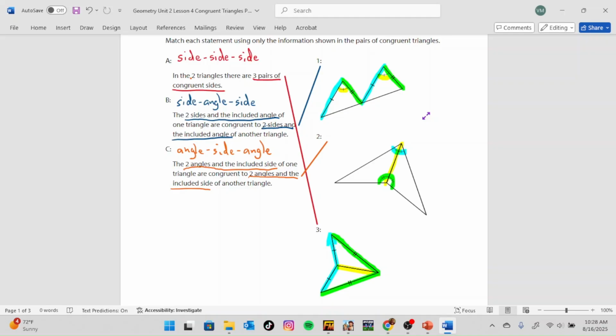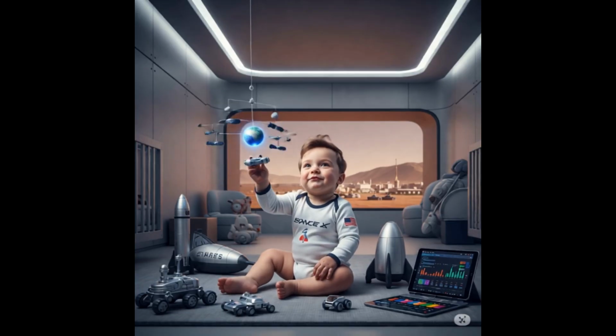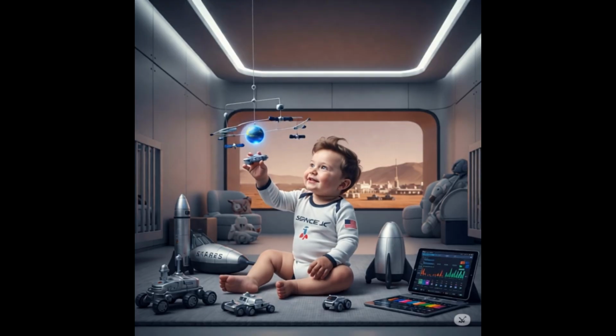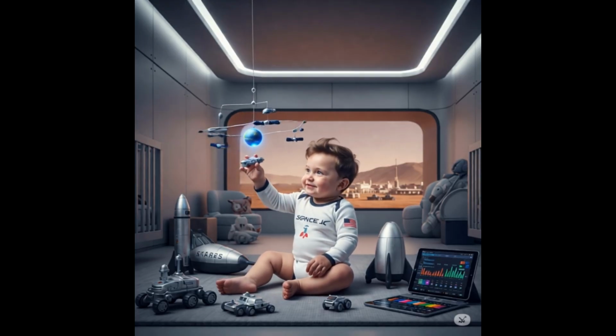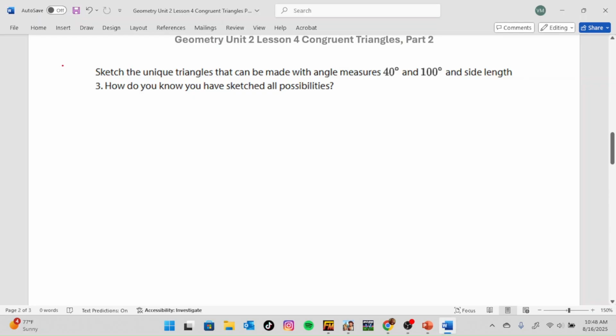Now let's look at practice problem number 2. We're going to solve this problem not because it's easy, but because we need to get to Mars. Sketch the unique triangles that can be made with angle measures 40 degrees and 100 degrees and side length 3. How do you know you have sketched all possibilities?